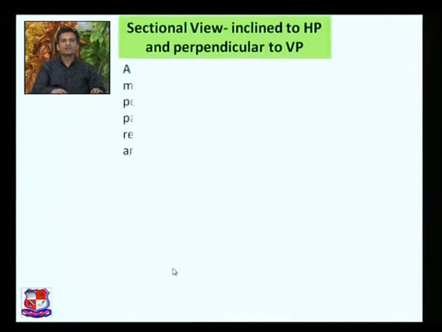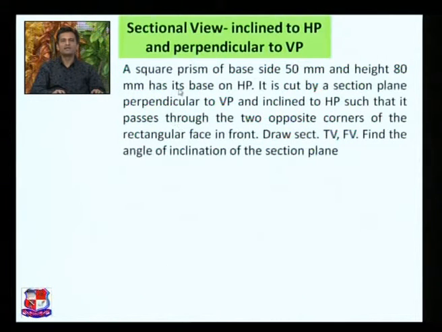Now, sectional view inclined to HP and perpendicular to VP. One another case. The case is given like this. A square prism of base side 50 mm and height 80 mm has its base on HP. It is cut by a section plane perpendicular to the vertical plane and inclined to HP such that it passes through the two opposite corners of the rectangular face in front. Draw the sectional top view, front view, and find the angle of inclination of the sectional plane.